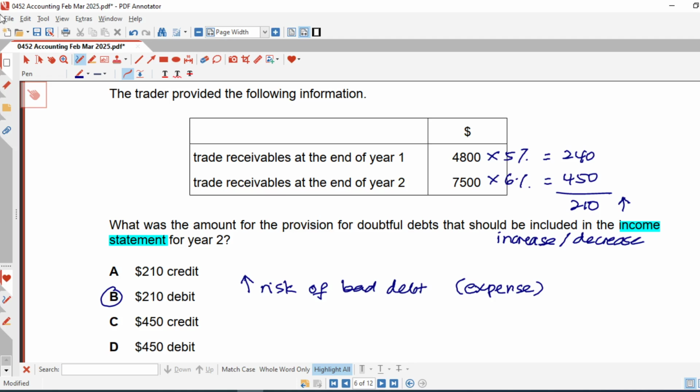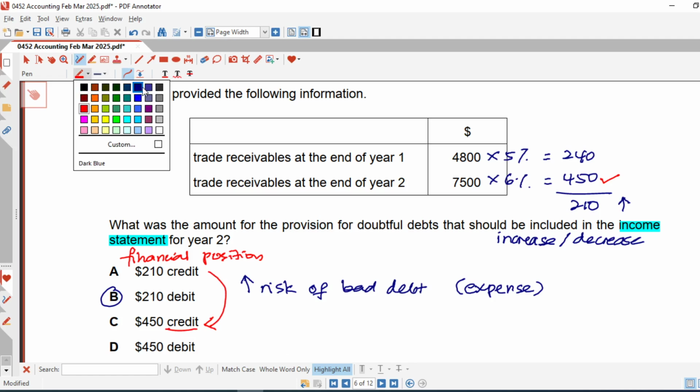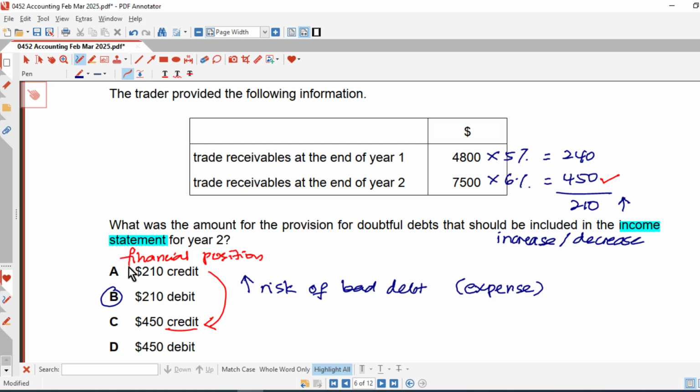But I'm just saying, if the question is asking what is the amount of provision to be included in the statement of financial position, then your answer would be 450, and that will be on the credit side because it's a reduction to asset. But if it's the income statement, then you have to reflect the increase or decrease in provision.